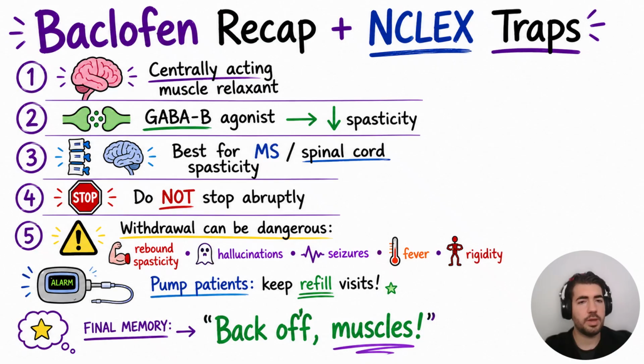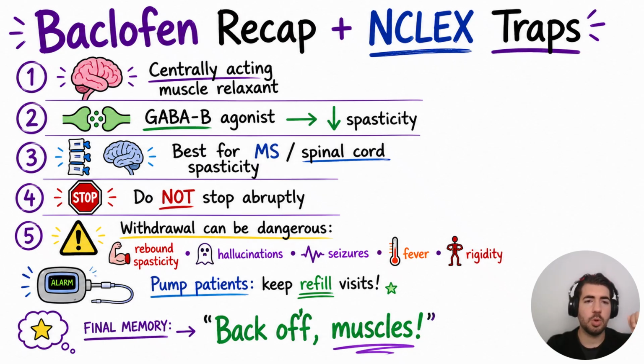All right, so baclofen is, again, a final recap, a centrally acting skeletal muscle relaxant and GABA B agonist. It decreases excessive spinal reflex activity and reduces spasticity. So you have to think of multiple sclerosis, spinal cord injuries, flexor spasm, clonus, rigidity, and painful muscle tone. It is not the best fit for routine muscle strains or ordinary musculoskeletal soreness. As you've heard, this is more for neurological spasticity.